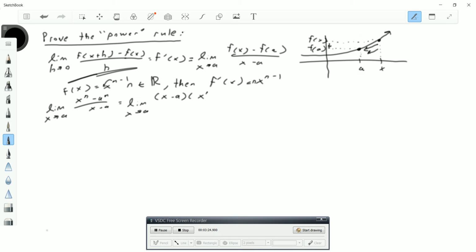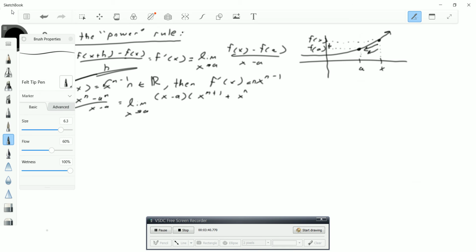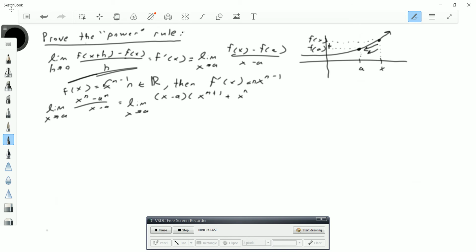Plus x to the n, oh, no, I'm sorry. I knew that sounded funny. I should have written n minus 1. Oopsies. Oh, geez. Eraser. Okay, now. I'm getting used to this pad here. N minus 1. Okay, now I want to switch to pen.